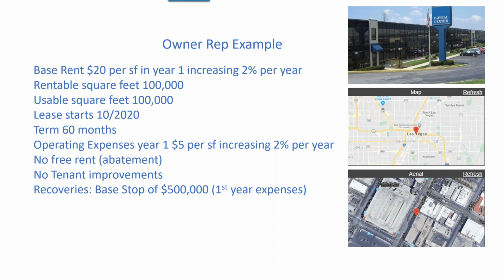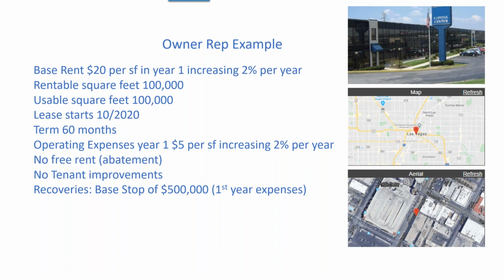Got a lease start date, you got the term of the lease, your operating expenses that are going to be $5 per square foot is increasing 2% per year, which is going to impact your recoveries. And then we could have some free rent. We don't. We could have some tenant improvements. I'm going to add that later, but start off with, we don't. And then the recoveries are based on, I put in 500,000 because that's really what you get based on the $5 per square foot the first year of expenses times the 100,000 square feet that we have for this tenant. So that works out to be 500,000.